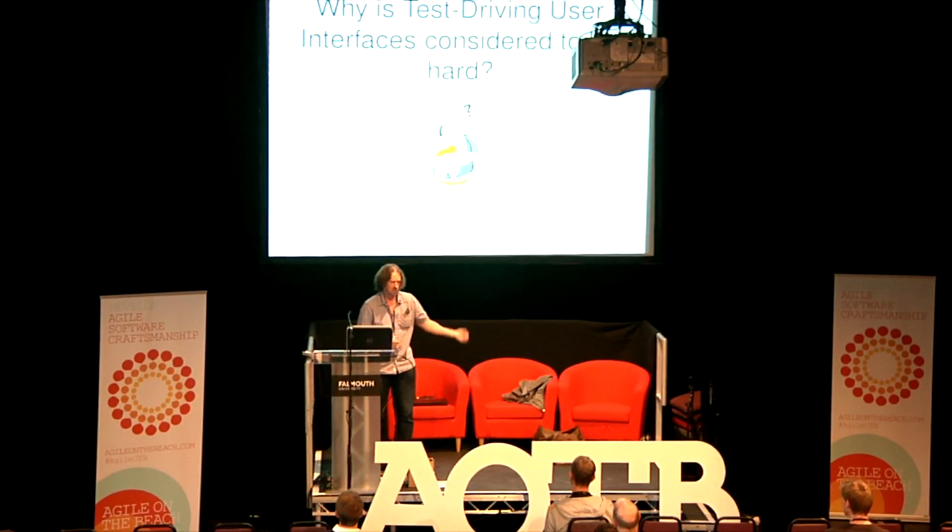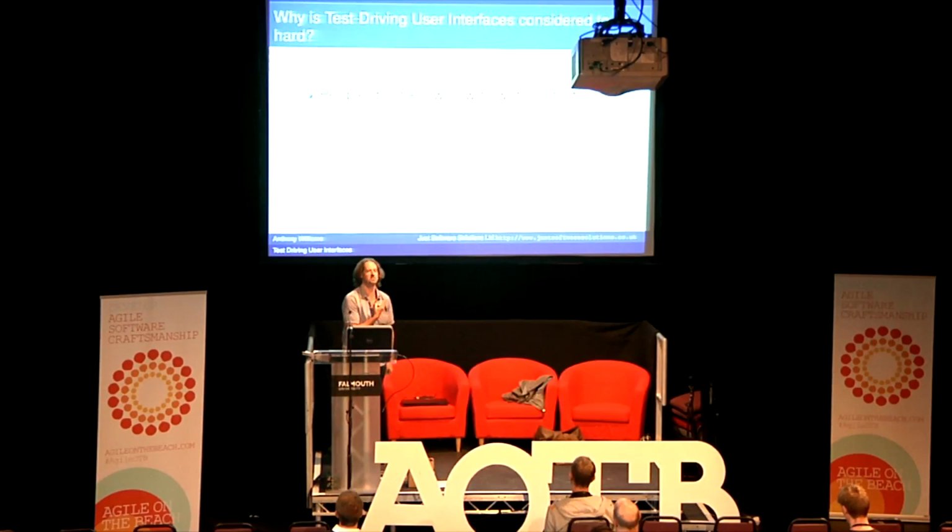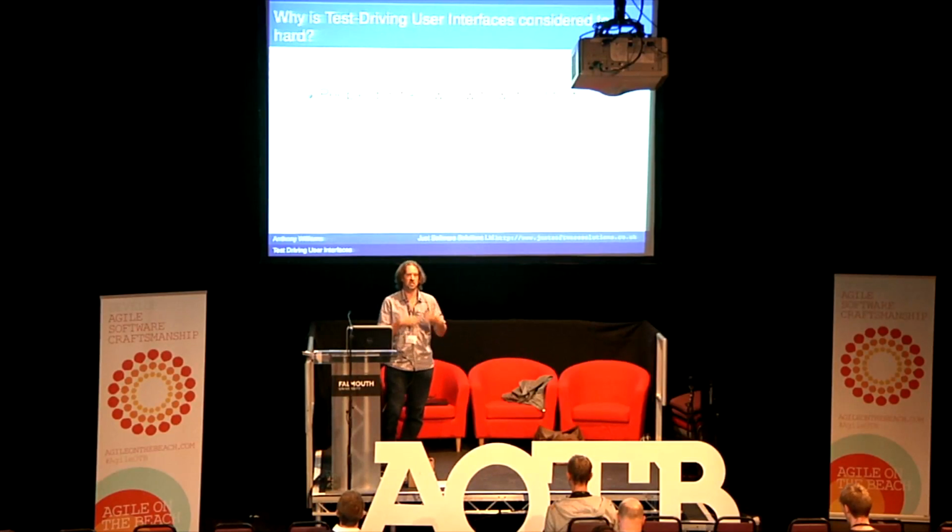Okay, so that's what I mean, but why is it hard? The first reason it's hard is because people just generally don't know how to do it. It's not something that's widely discussed. There aren't a lot of books on the topic. There aren't a lot of articles on the topic. So people just don't know how to write programmatic UI tests. They might know how to write whole application UI tests.